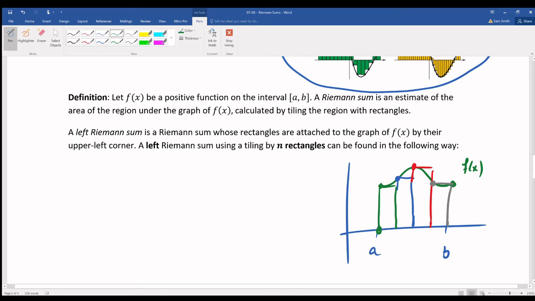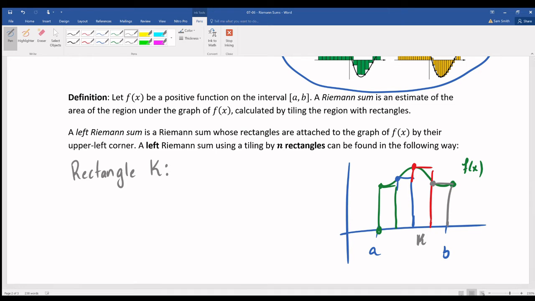Now to do this, let's try and consider just some arbitrary rectangle here amidst the tiling. Not rectangle 1, 2, 3, or 4, but just some rectangle over the end that we use for the tiling. Rectangle k. What would be the width of this rectangle?